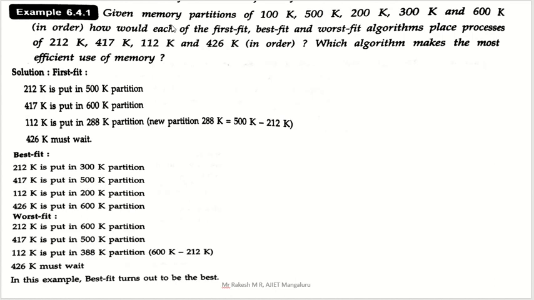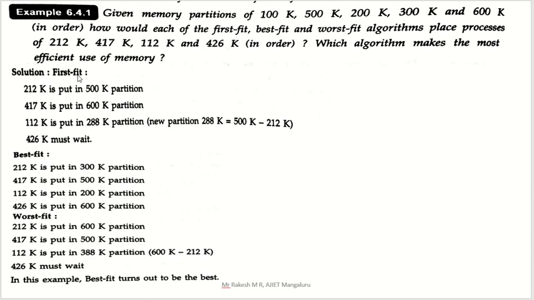Here they give the algorithm to place processes 212, 417, 112 and 426 in order. These are the pages, and we have to put them in the memory partitions. So 100K, 500K, 200K, 300K, 600K are the frames, and these are the pages. How are you going to put these pages in frames? That is the method: first fit, best fit and worst fit. We have to use three methods. This question was asked for 10 marks.